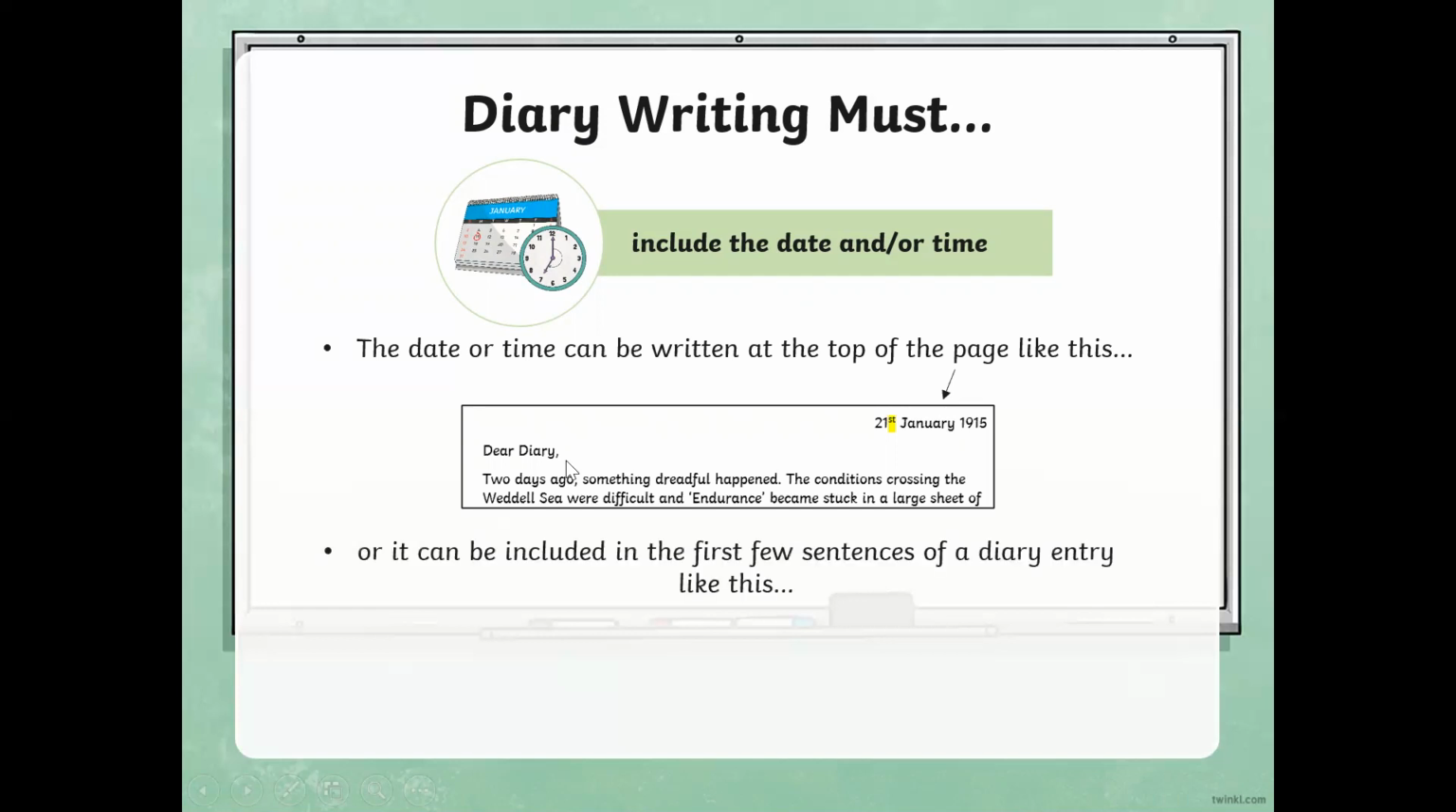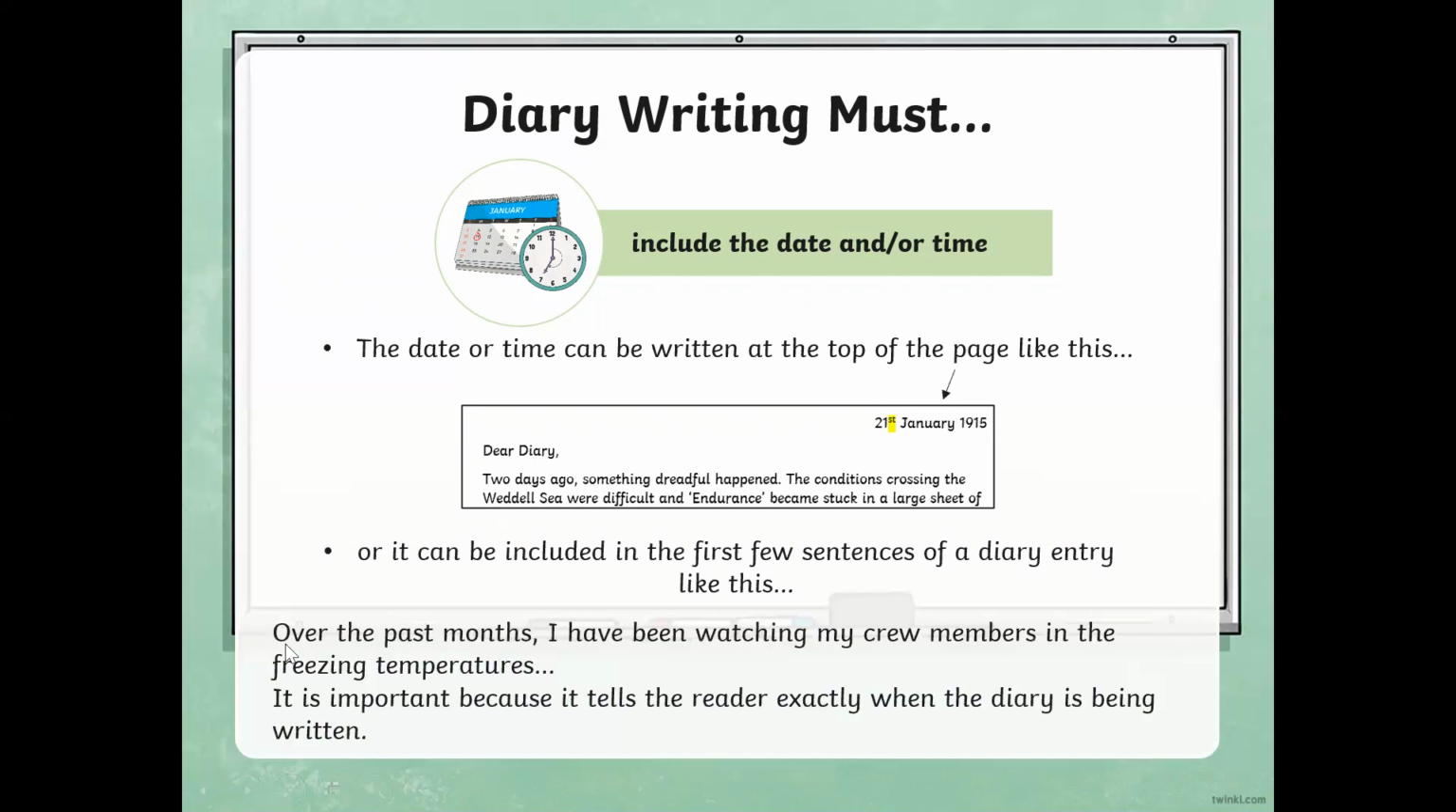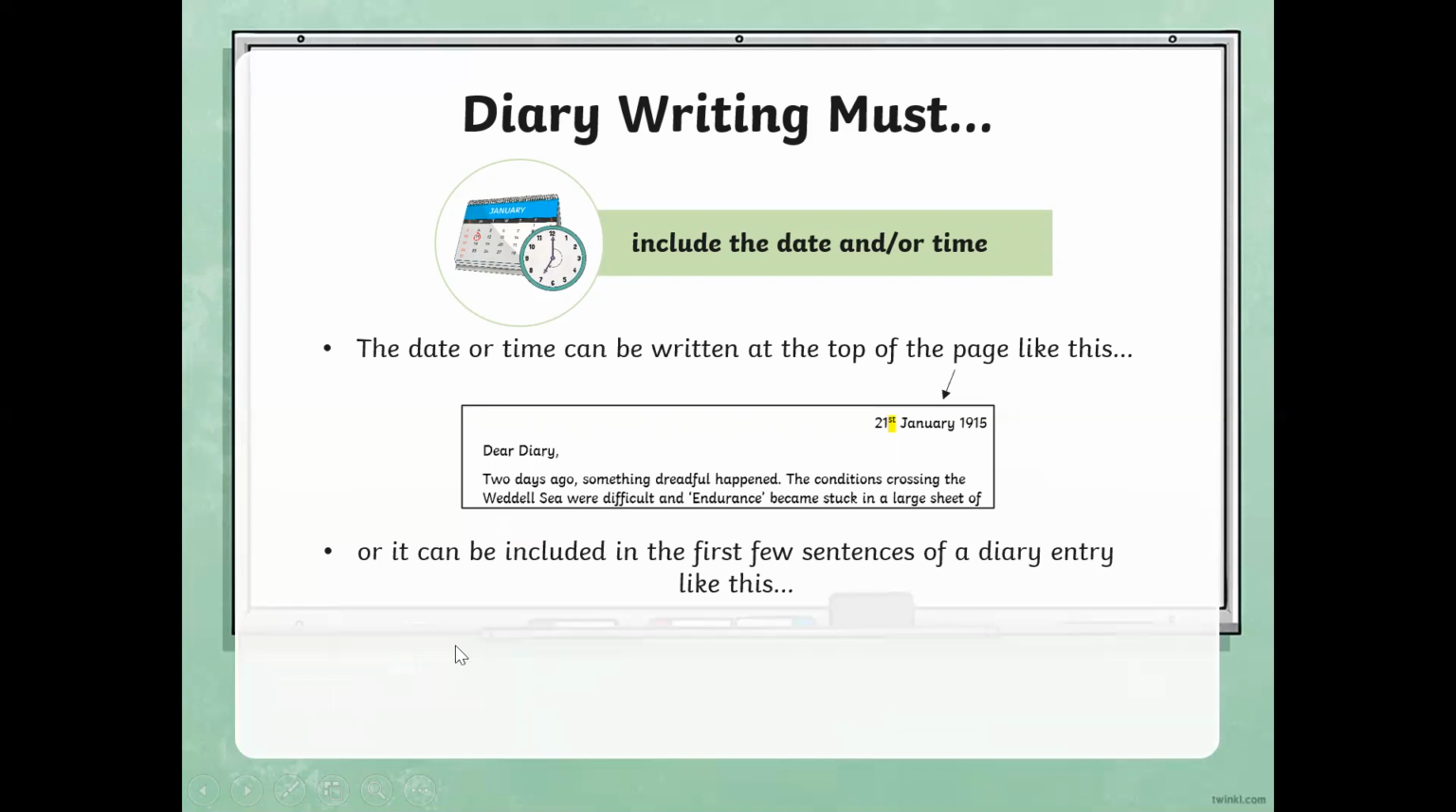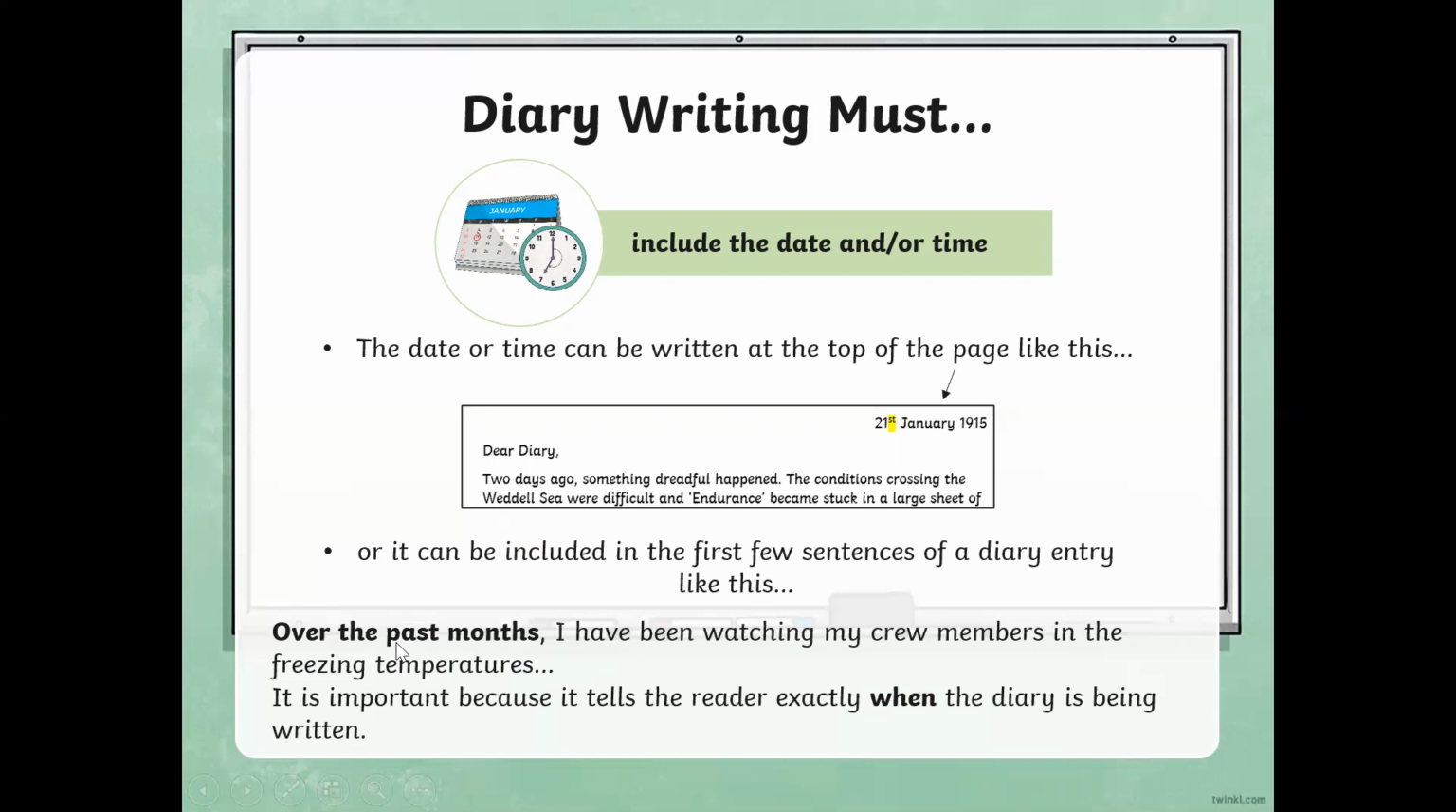Or it can be included in the first few sentences of the diary entry itself. So like here, over the past months, I've been watching my crew members in the freezing temperatures. So this first phrase here tells us when the diary was written. And you can see that there. We need to know when the diary is actually being written.